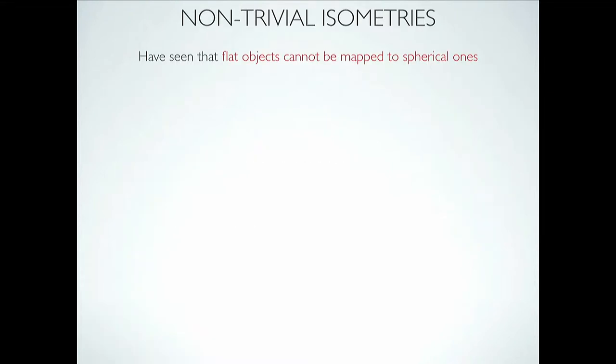So I've shown you that a flat object can't be mapped to a spherical one. And I've also hinted that if you turn it into a cylinder, if I roll it up into a cylinder, that's fine, because although I've got one curvature in this direction, I don't have any curvature in this direction. And so the product of the curvatures, the Gaussian curvature, is still zero. So mapping to a cylinder is fine.